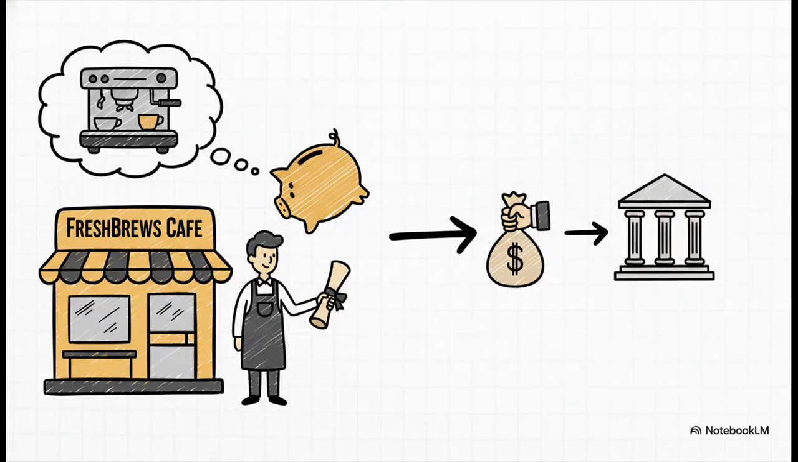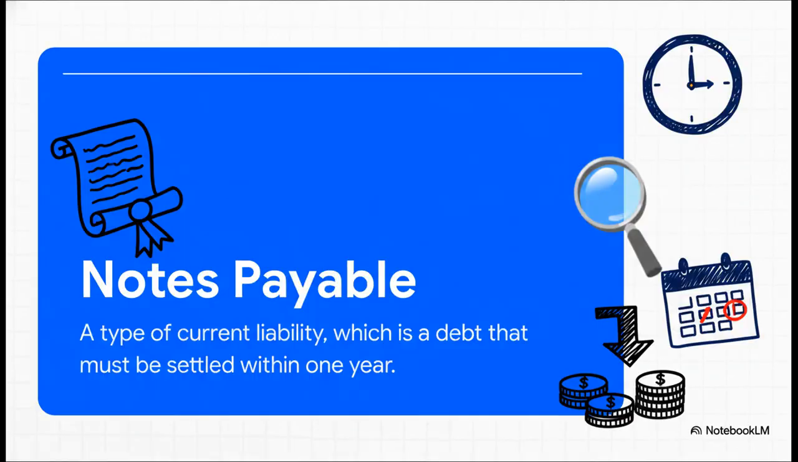All right, scenario 2. Now let's think bigger. The cafe wants to upgrade its espresso machine to serve customers faster. They don't have $5,000 just sitting around, so they go to the bank and get a formal loan. Now, this is different from the informal credit from the milk supplier. This is a serious deal with a formal loan agreement, an interest rate, and a very specific due date. This creates a liability called a note payable.